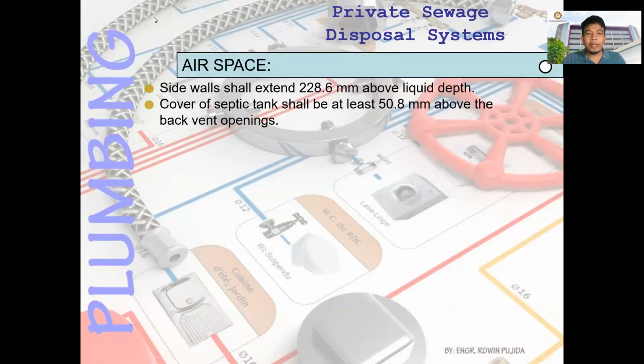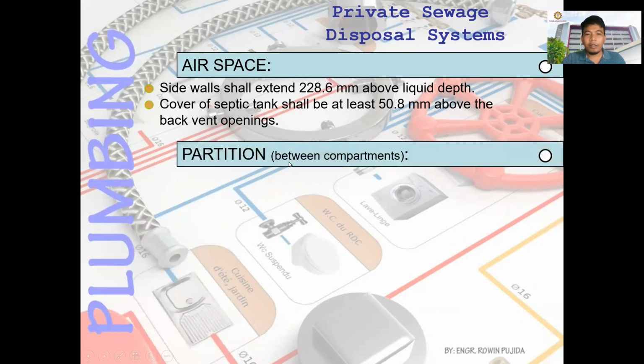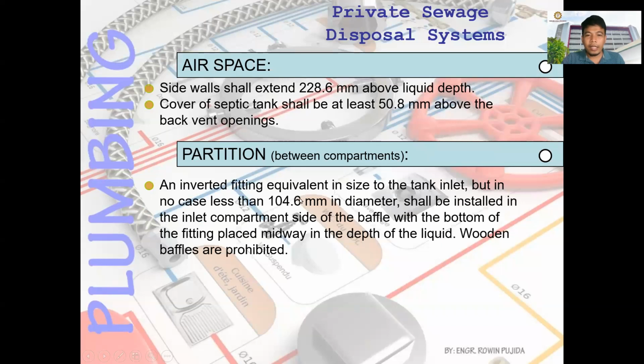Okay, and the cover of the septic tank shall be at least 50.8 millimeters above the vent opening. Then next we have the partition between compartments. An inverted fitting equivalent in size to the tank inlet, but in no case less than 104.6 millimeters in diameter, or that is 4 inches, shall be installed in the inlet compartment side of the baffle with the bottom of the fitting placed midway in the depth of the liquid.